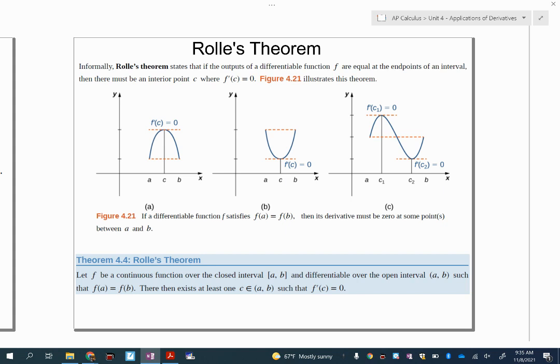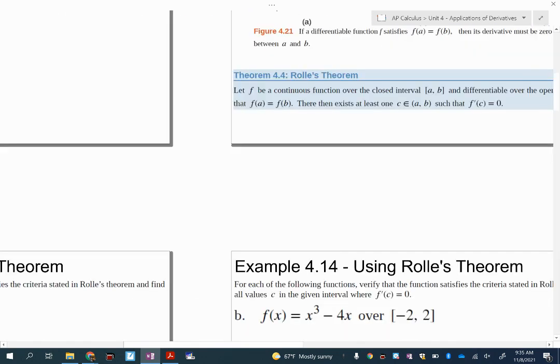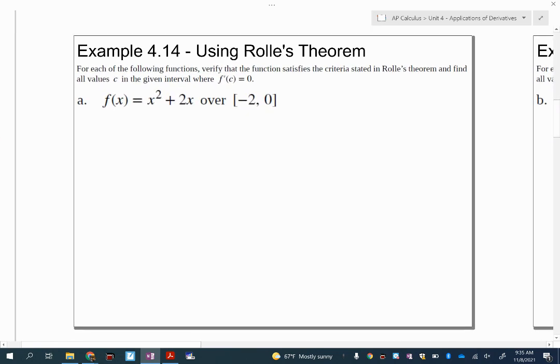All right, so that's a lot going on there. I recognize I use a lot of vocab, but hopefully you can visualize in these different parts of figure 4.21 some ways that this must be true. Okay, so I'm going to do two applications of Rolle's theorem. All right, so here's the first one.